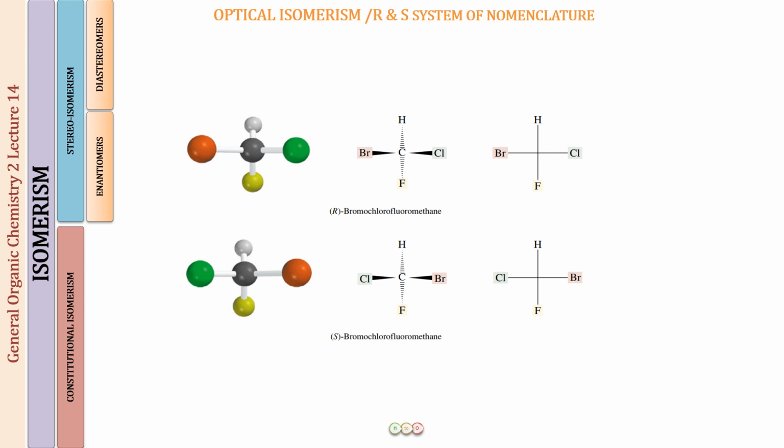Let us do that. First, the priority order is already known to you, so we can do it once again. Bromine is going to be 1, chlorine is going to be 2, fluorine is going to be 3, and hydrogen is going to be 4. Hydrogen is already present on the dash projection, pointing backwards, so we do not have to do anything about that. From 1 to 2, we make the arrow crossing over 4. What is this direction? This is the clockwise direction. Clockwise direction, the name of the compound has to be the R isomer.